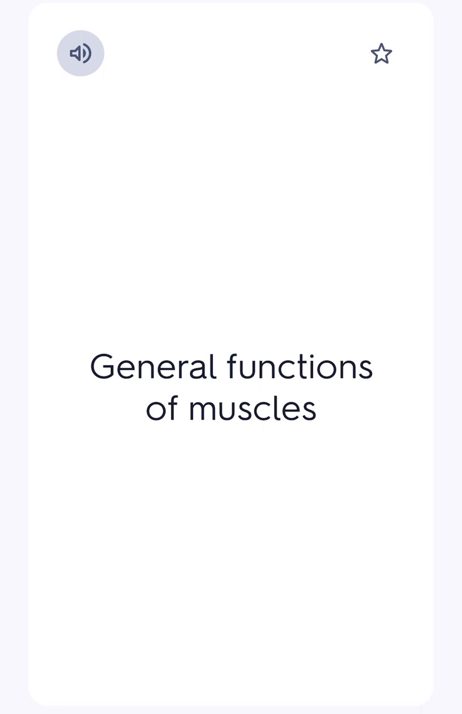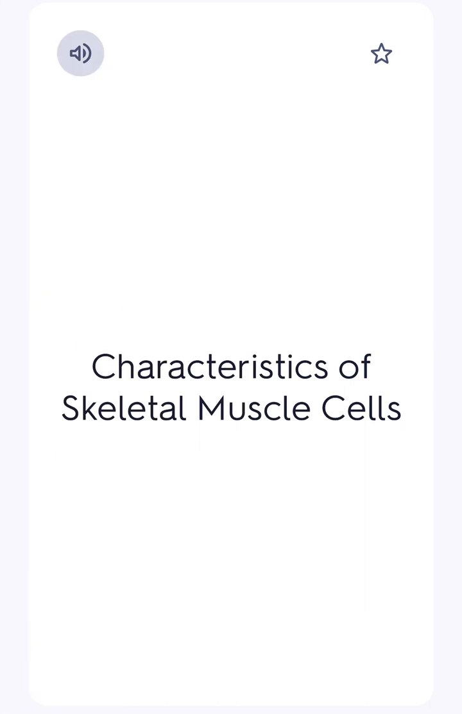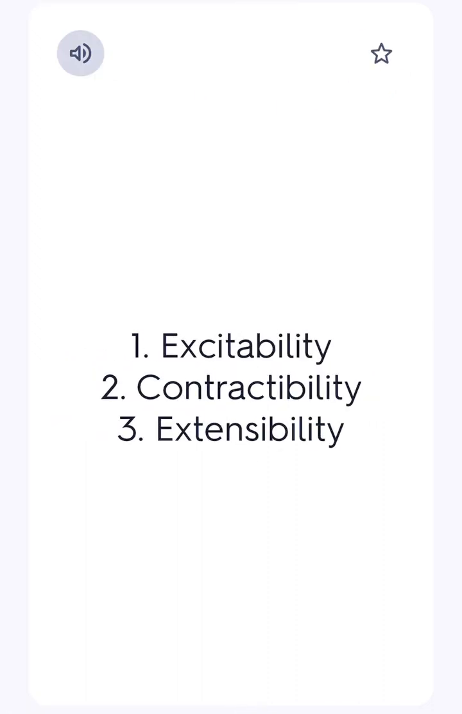General functions of muscles. Movement, heat production and posture. Characteristics of skeletal muscle cells. 1. Excitability 2. Contractibility 3. Extensibility.